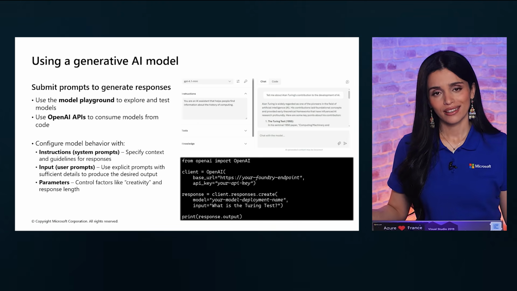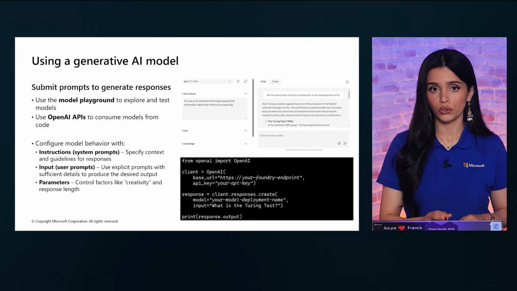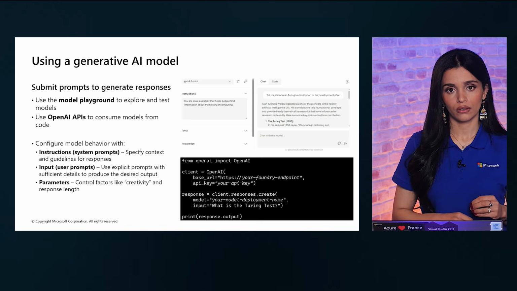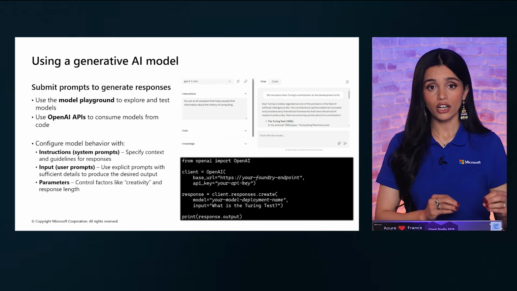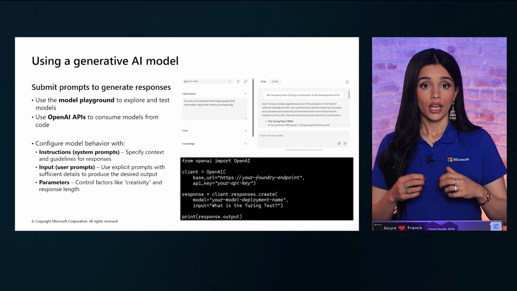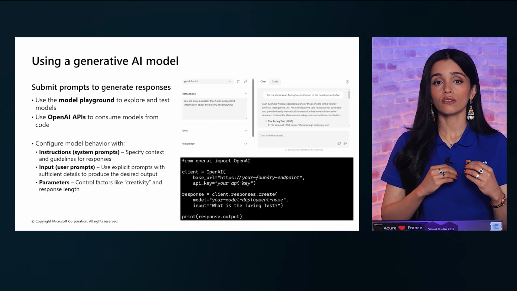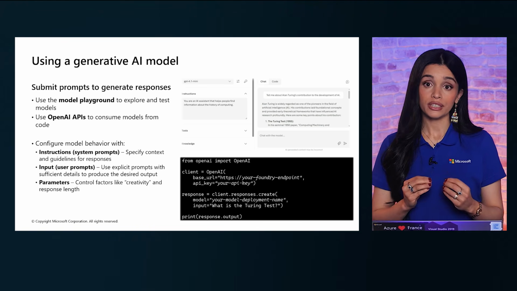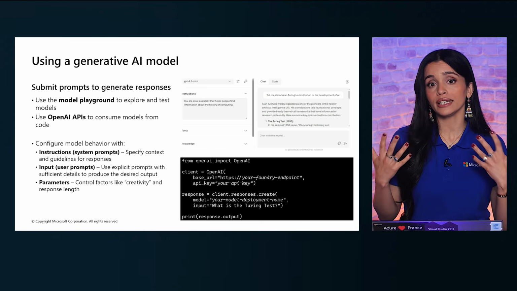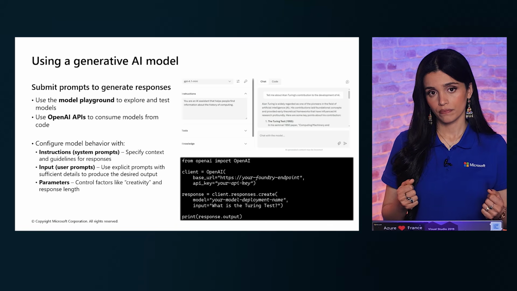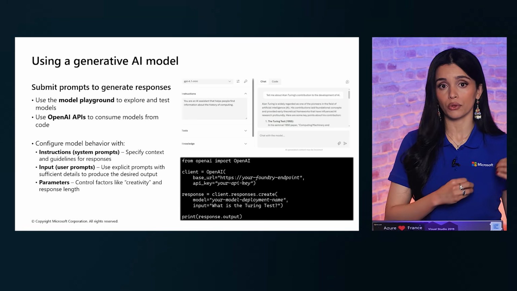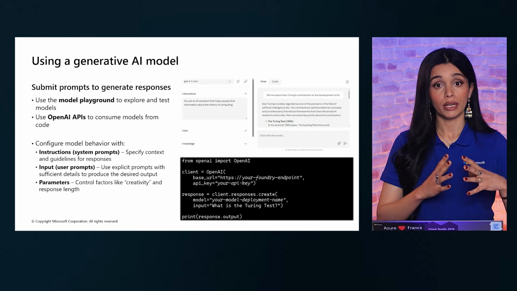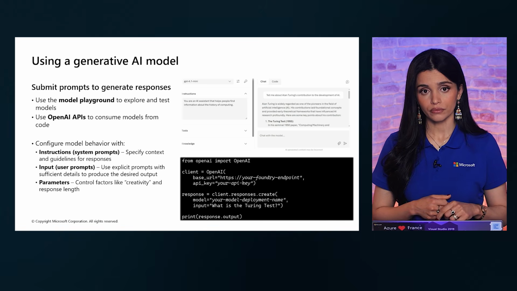Finally, the parameters. The parameters are all about how the model responds. Parameters help fine-tune the response using factors such as creativity. If you set it low, you will get precise, predictable answers. And if you set it high, you will get a more creative, varied response. Another factor is the response length, like a short answer or maybe a long, more detailed explanation.